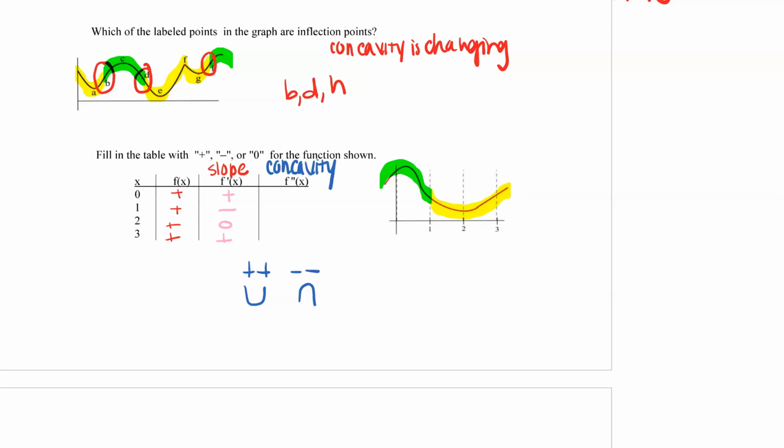And so when we go to fill in our positives and negatives, at 0, it was concave down, so that's negative. At 1, it's kind of the changing of the concavity, so we're going to say 0. At 2, it's concave upwards, that would be positive. And at 3, now I'm looking back at it, it looks like it's starting to change over to concave down. Like it looks like it's starting to make a change. And so we're going to say that that has a concavity of 0.